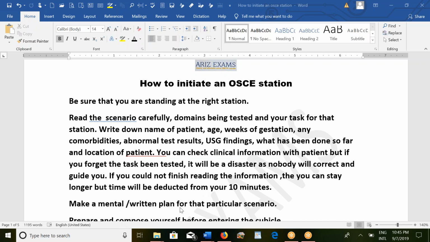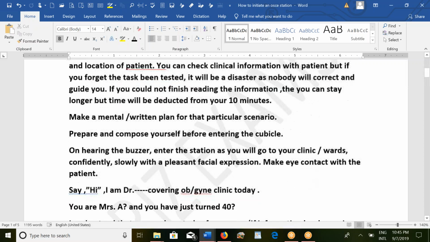Make a mental or written plan for that particular scenario. Prepare and compose yourself before entering the cubicle. On hearing the buzzer, enter the station as you will go to the clinic or wards confidently. Slowly, with a pleasant facial expression, make eye contact with the patient.